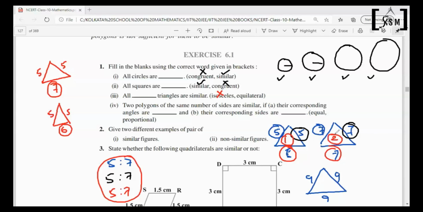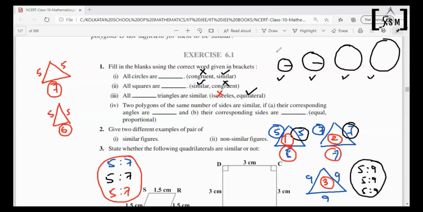So we can say that the first triangle and second triangle are similar. Similarly, if you want to compare the first and third triangle, they would also be similar because their side ratios would always be 5 to 9. So we can say that all equilateral triangles for sure would always be similar.